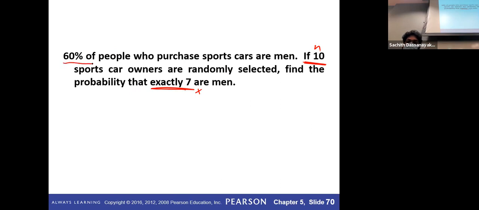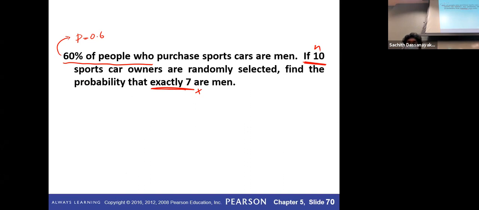People who purchase sports cars are men, because we are talking about men. So 60%. But your P is what? Not 60%. It is 0.6. Right? Because we are talking about probabilities, not the percentage. So simply you have to divide your percentage by 100 to get the probability. Okay. So now what? You need to plug the values into your binomial distribution.